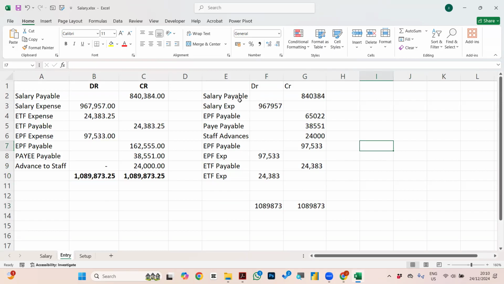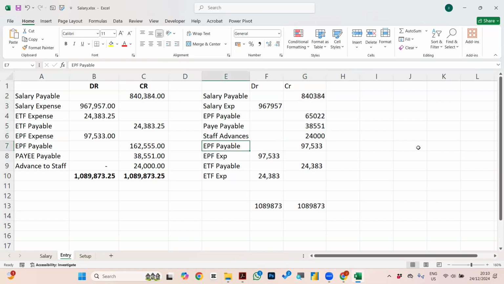One thing, salary payable. This is the expense, salary expense. From this, you have to pay the employees this amount. EPF for the government, you have to pay this. PAYE for the government, you have to pay all this. But everything is related to the employee only. So this value is the amount we are dividing here. And apart from that, we are going to deduct staff advances. And then now the amount will match.